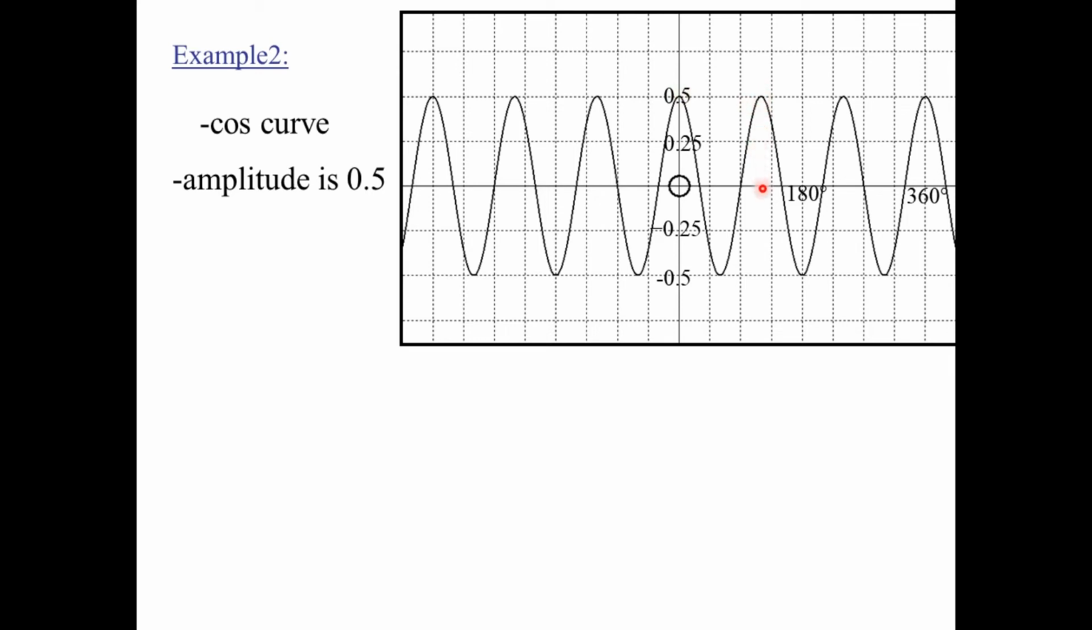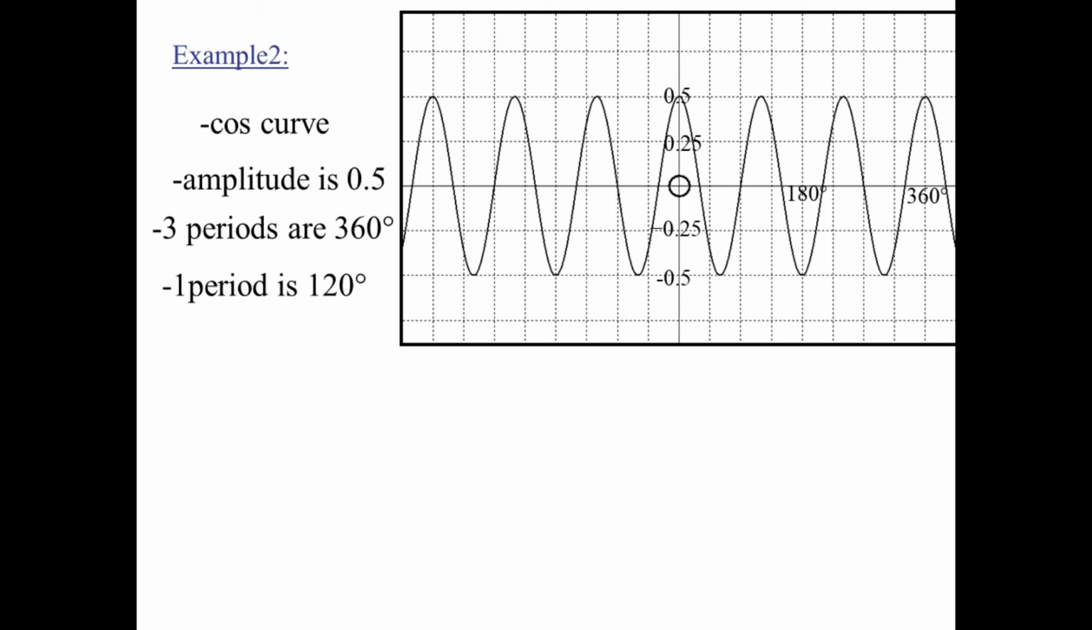I can't tell. So I could measure 1, 2, 3 periods. I can tell that one's 360. So 3 periods are 360, which means that 1 period must be 120. It's kind of like dividing through by 3.